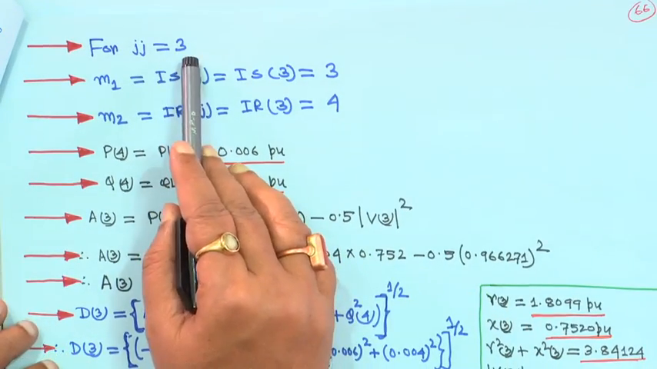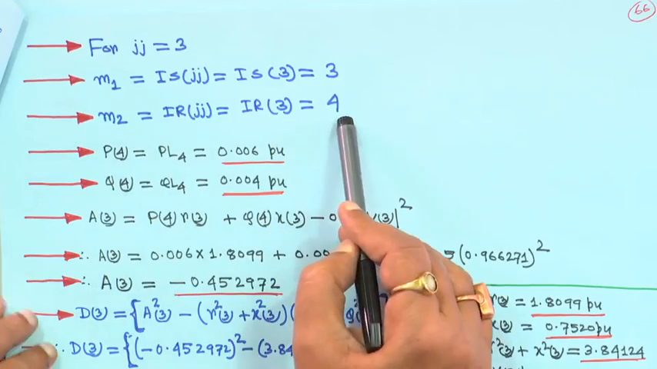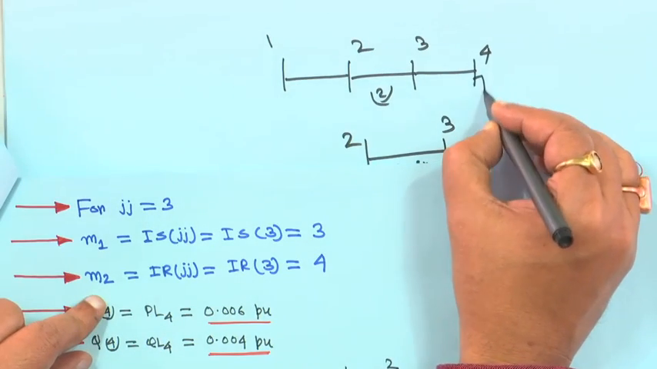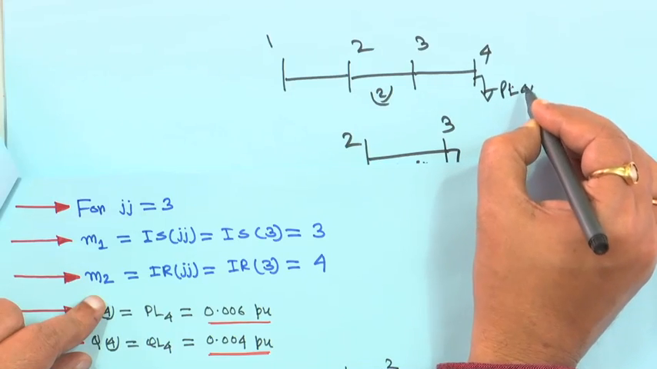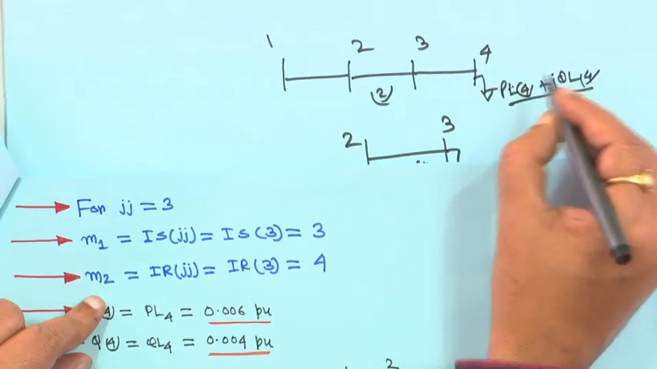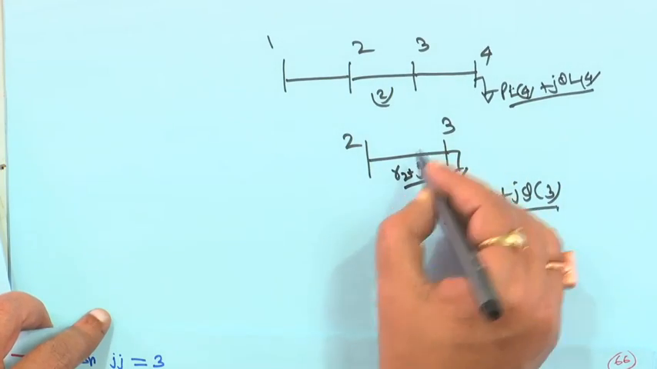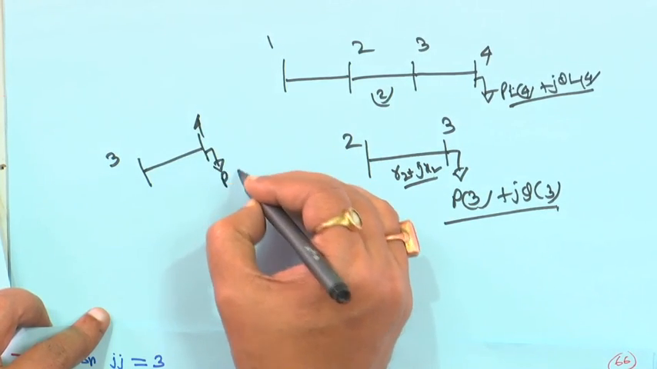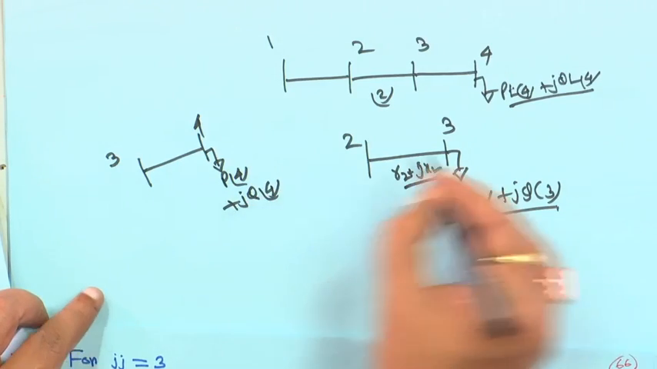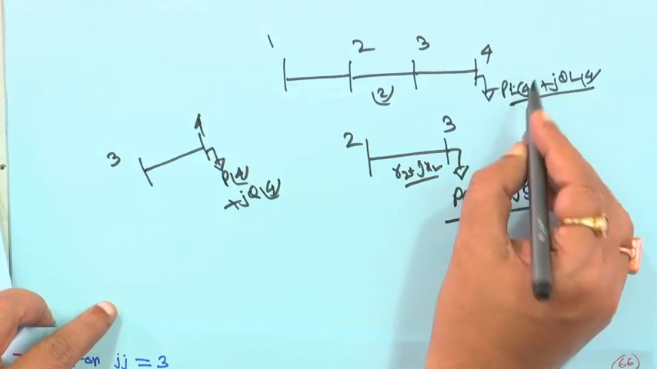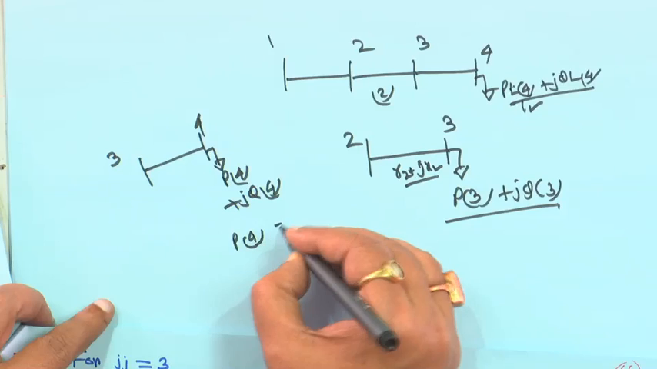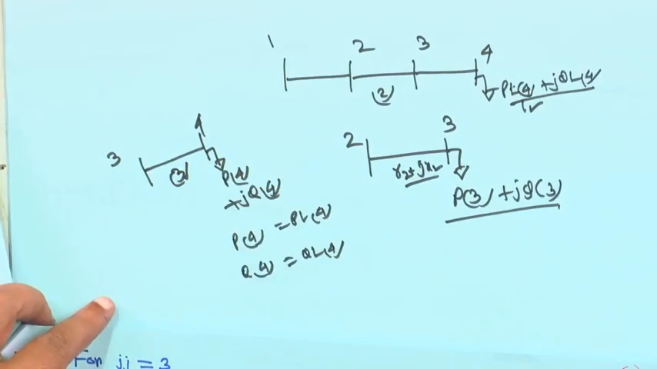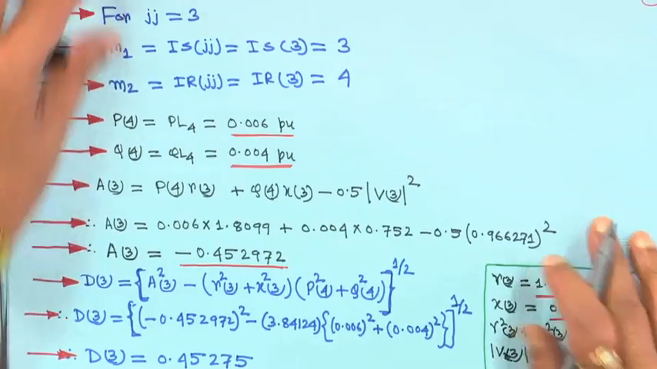Similarly, for branch 3, when j is equal to 3, the sending end node will be 3 and the receiving end node M2 will be 4. At that time P4 will be PL4 and Q4 will be QL4, because at node 4 the load PL4 plus jQL4 is there. If you take the electrical equivalent of this branch, suppose this is your branch 3 and this is your branch 4, you have a load P4 plus jQ4, but it is the last node. Beyond that there are no other branches. So, naturally P4 will be equal to PL4, and similarly Q4 will be equal to QL4. This is the electrical equivalent of branch 3. That is why P4 is equal to PL4.